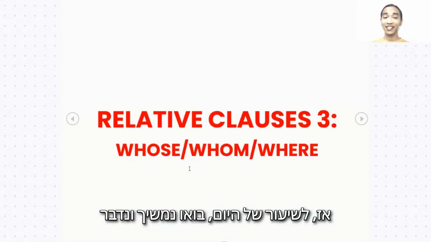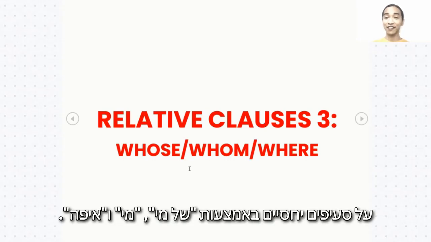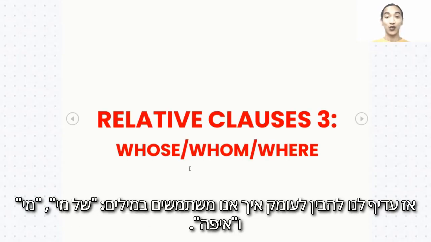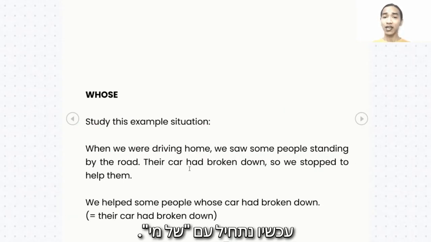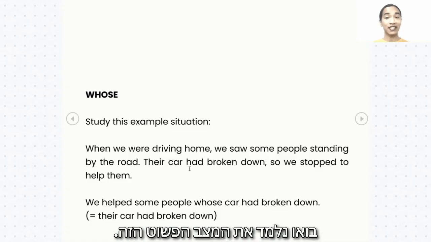Let's go. So, for today's lesson, let's talk about relative clauses using whose, whom, and where. It's better for us to understand deeply how we use these words: whose, whom, and where. Okay, now we start with whose. Let's study this sample situation.